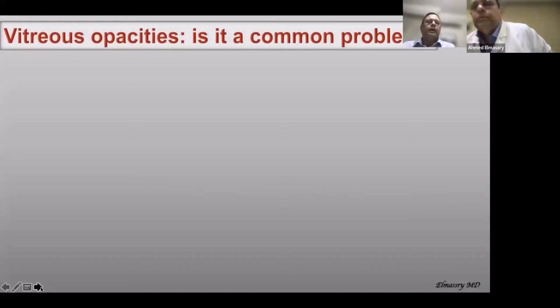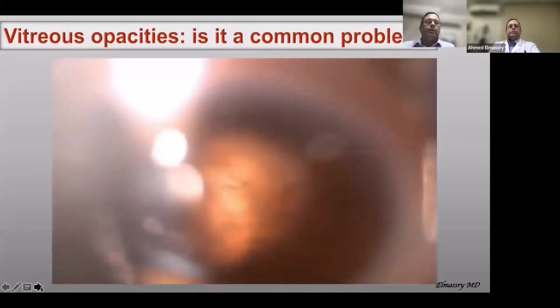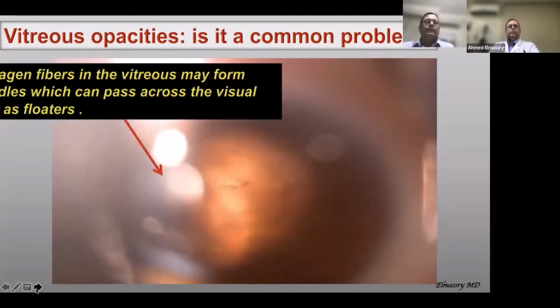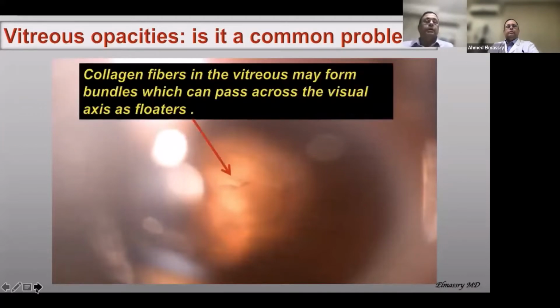So to start with, let us ask ourselves: are vitreous opacities a common problem, or not? Actually, it is really a common problem. This is a photograph that I took for one of my patients with the ordinary 78 non-contact volk lens on the slit lamp to show how big the floater is, how the floater is bothering this patient as it moves in front of his visual axis, and causes a lot of disturbance for him during driving, during seeing any distant object with the clear vision behind.